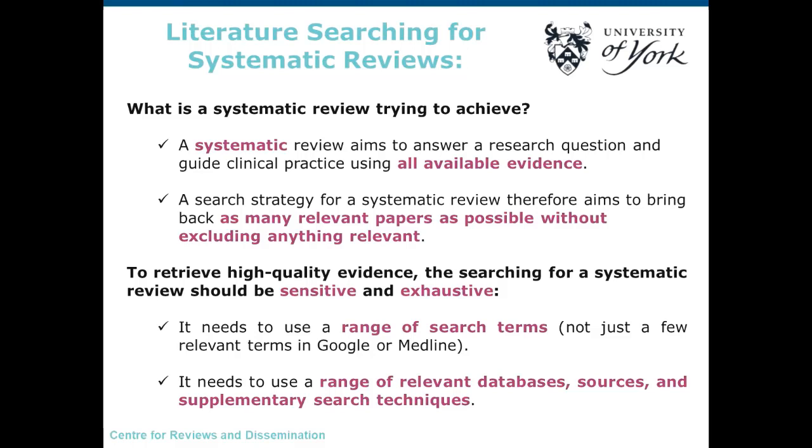There are a lot of poor quality search strategies reported in the abstracts of journal articles, which might list just a very small range of terms, but there's nothing systematic about searching for a few key terms. A search strategy for a systematic review aims to bring back as many relevant papers as possible without excluding anything relevant. And in order to retrieve high-quality evidence, the searching needs to be sensitive and exhaustive. So it should use a range of search terms rather than just a few key terms in Google or Medline. And it should use a range of relevant databases, sources, and supplementary search techniques.